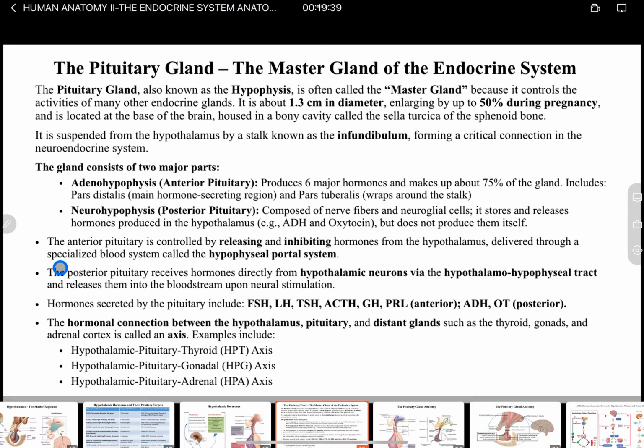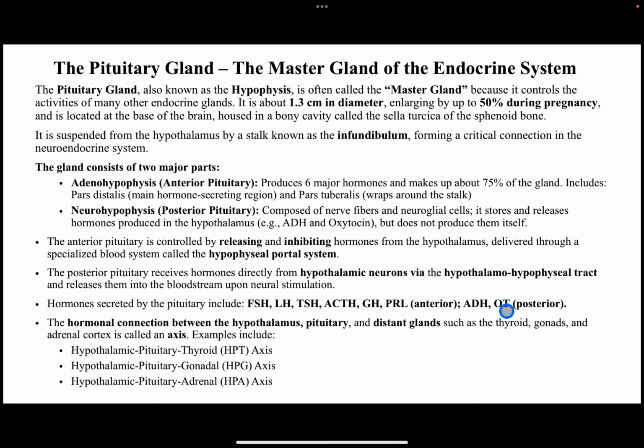Is that okay? So antidiuretic hormone and oxytocin are the posterior pituitary hormones. And follicle-stimulating hormone, luteinizing hormone, thyroid-stimulating hormone, adrenocorticotropic hormone, growth hormone, and prolactin are the anterior pituitary hormones. So it's more like the hormones produced in the hypothalamus, the releasing and inhibiting hormones, go and control the activities of the pituitary gland, to either stimulate or inhibit its production.